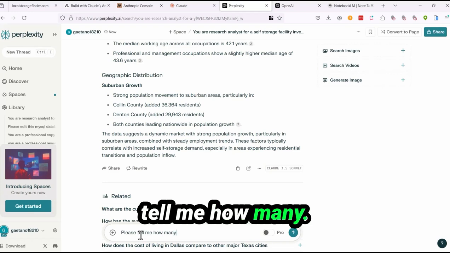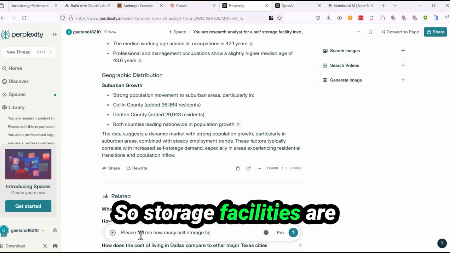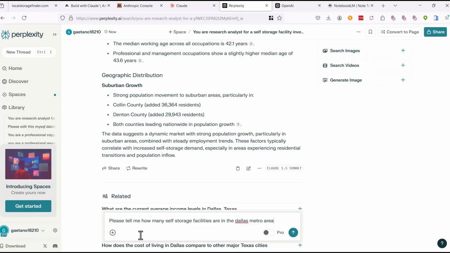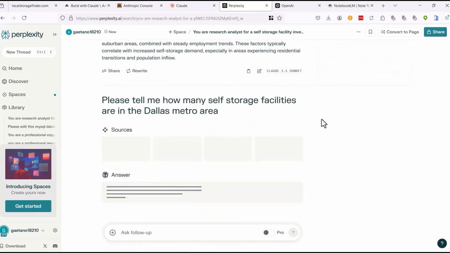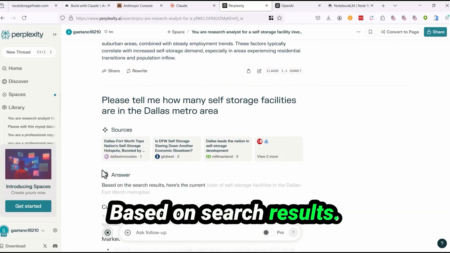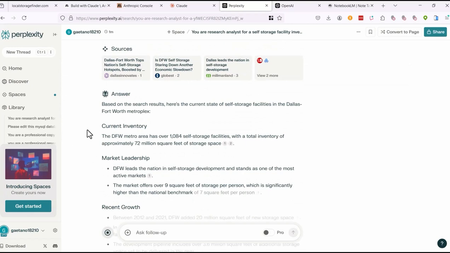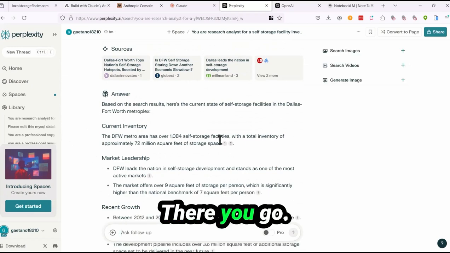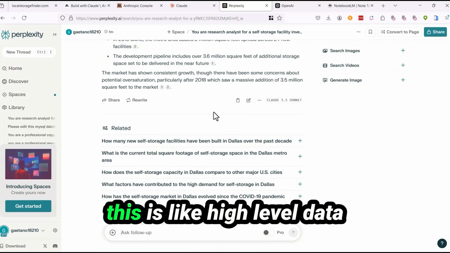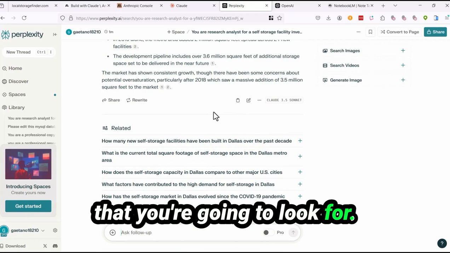And then what I'll do is ask, please, how many self-storage facilities are in the metro? Now search results. There you go. Leadership, recent growth. So you've got all this data, and this is the high-level information that you're going to look for.